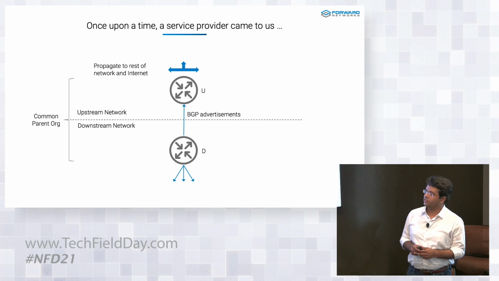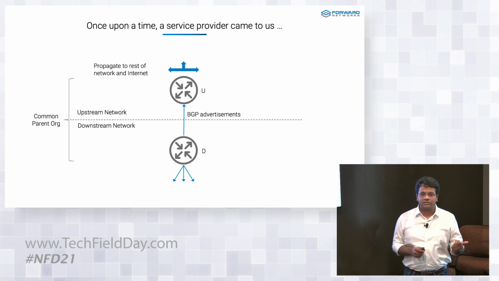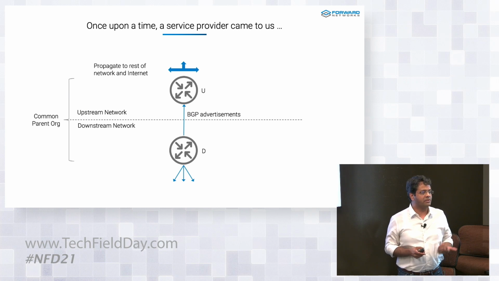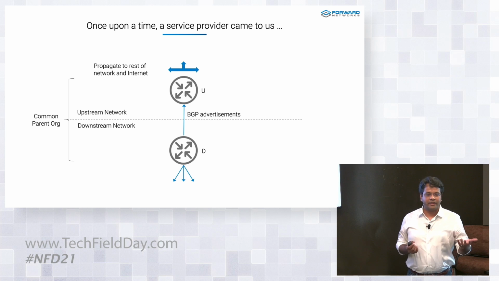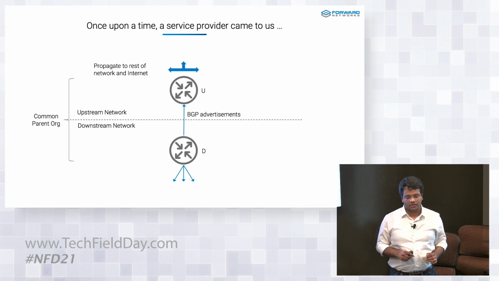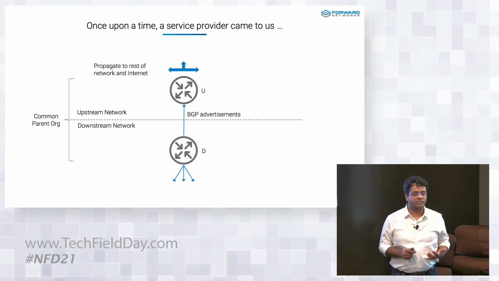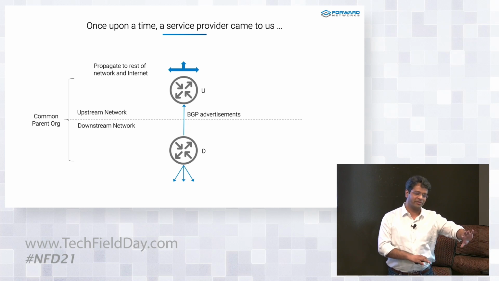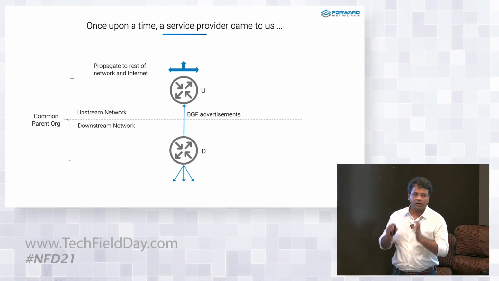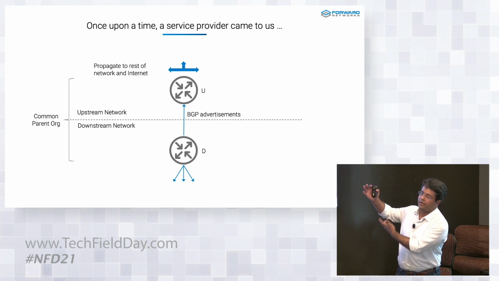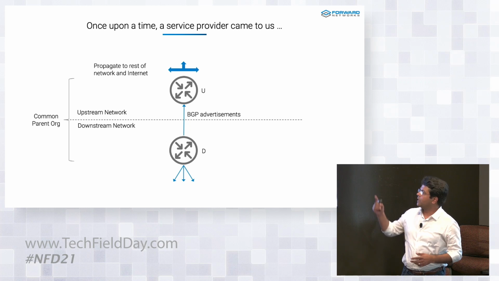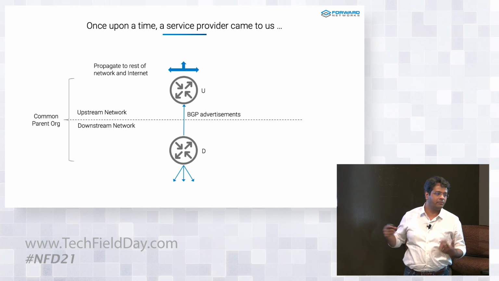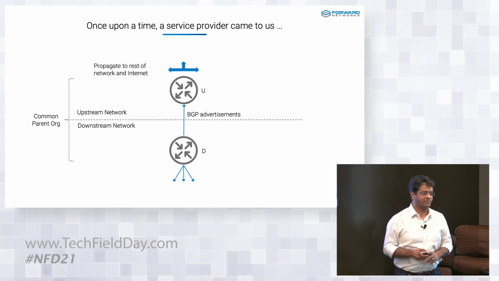OK, so here's the backstory. One of our customers, a large service provider, came to us with a pretty interesting problem. In their network, they have basically two different networks. Let's call them an upstream network and a downstream network. These belong to the same organization, but are managed by different groups in that organization. The focus of the problem is on a pair of BGP routers. Let's call it upstream router U and downstream router D, belonging to the upstream network and the downstream network, respectively.